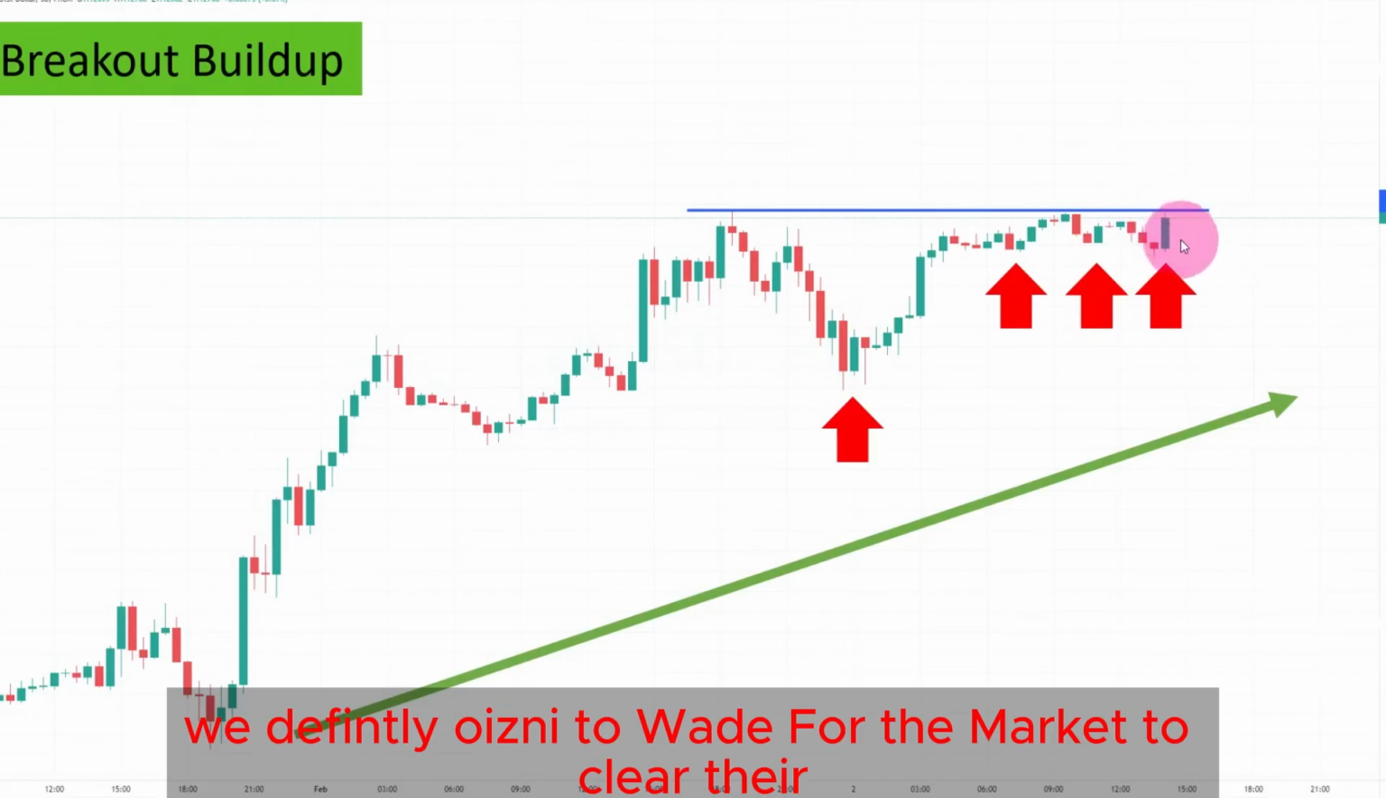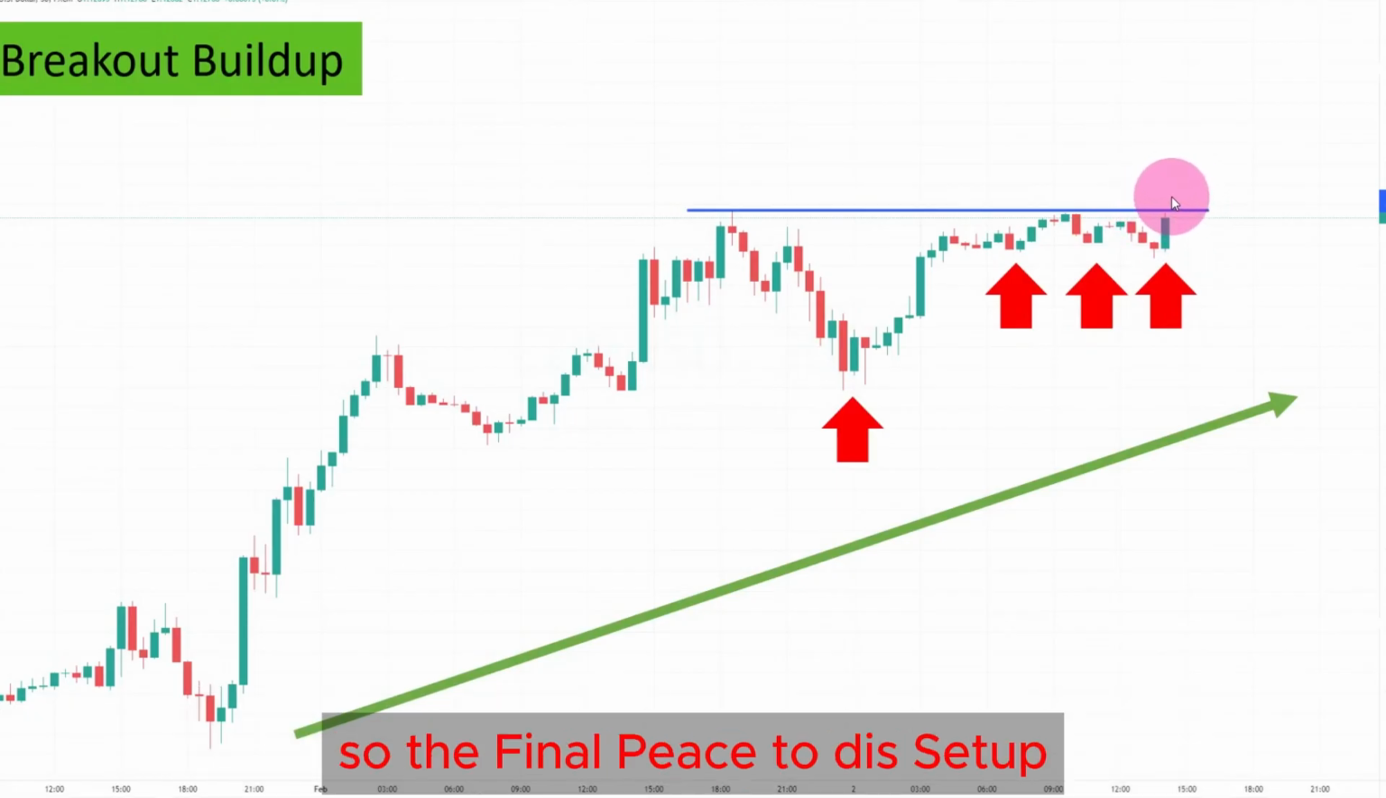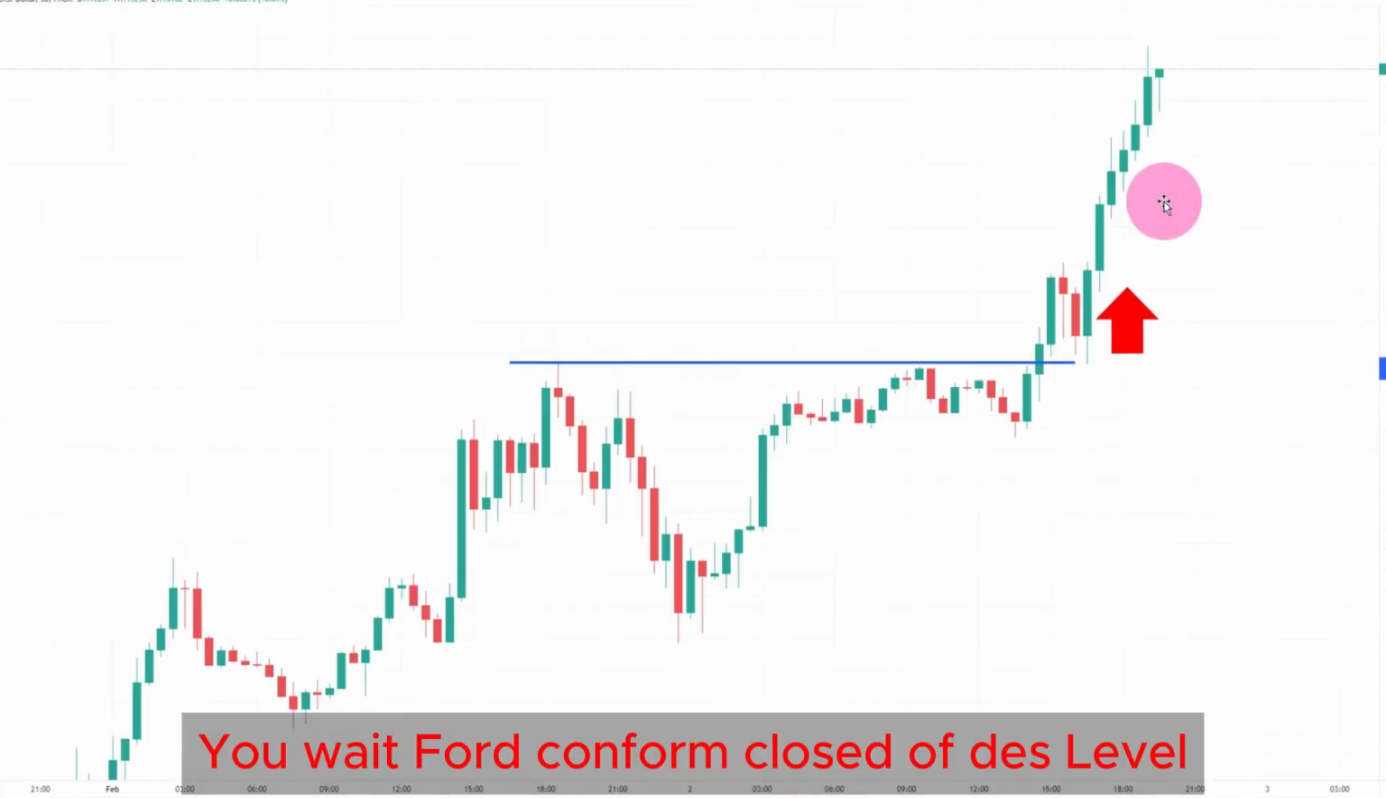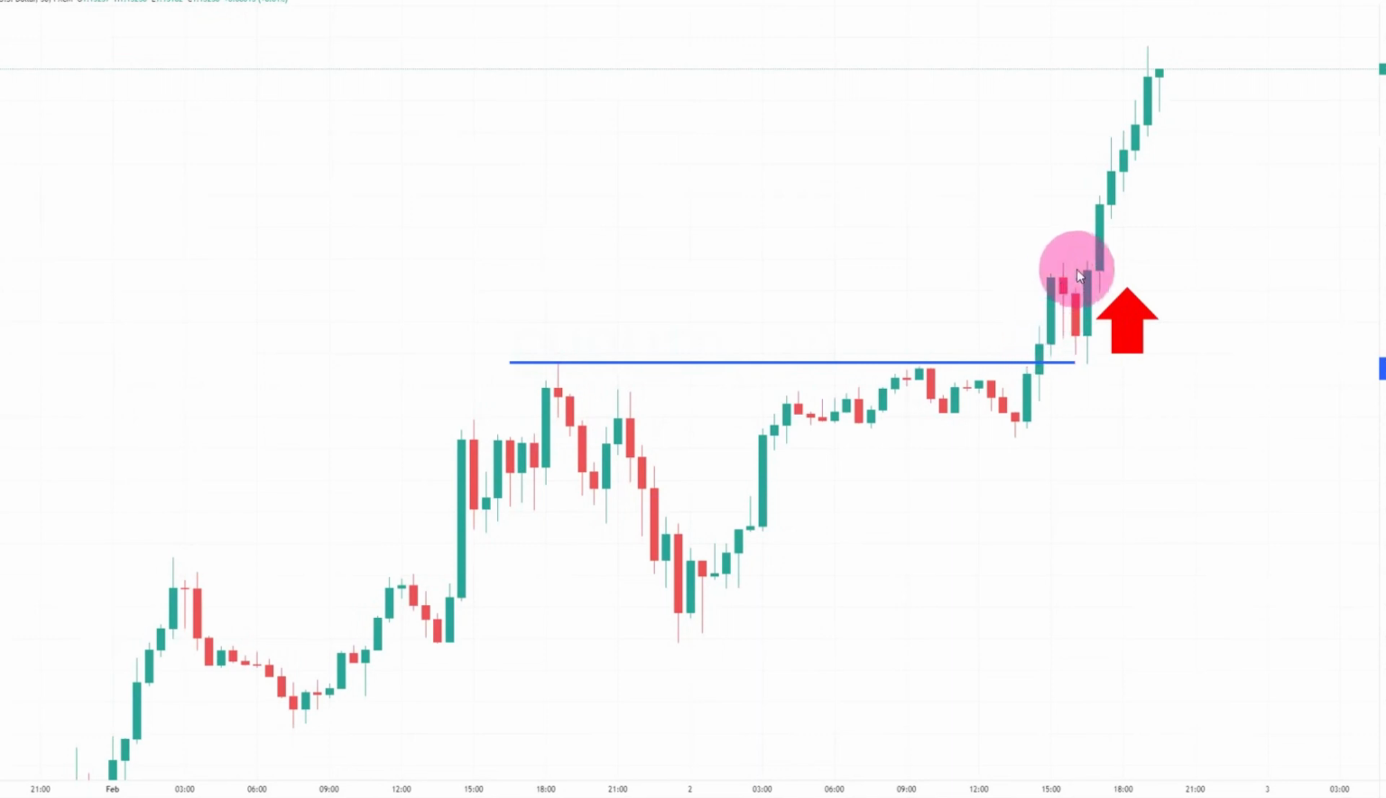However, we definitely always need to wait for the market to clear the high. So the final piece to this setup, and the final piece to the puzzle here, is you wait for a confirmed close above this level. Here you can see that we have a close and then we have a retest. So breakout and retest often come very close together, and then the market takes off.